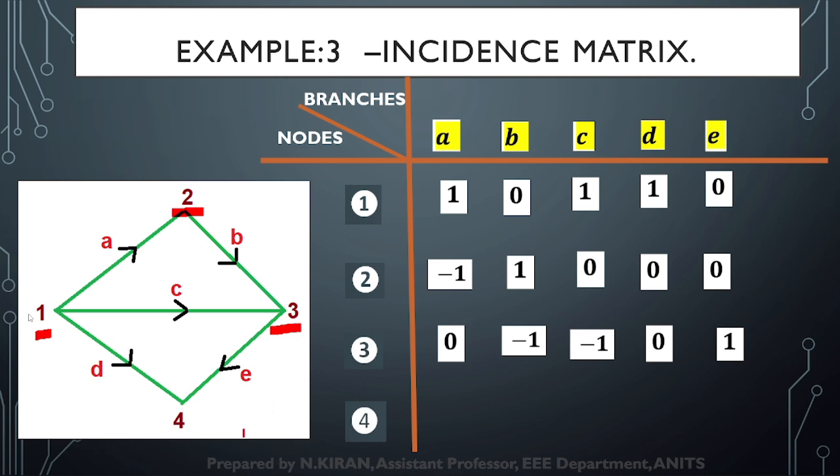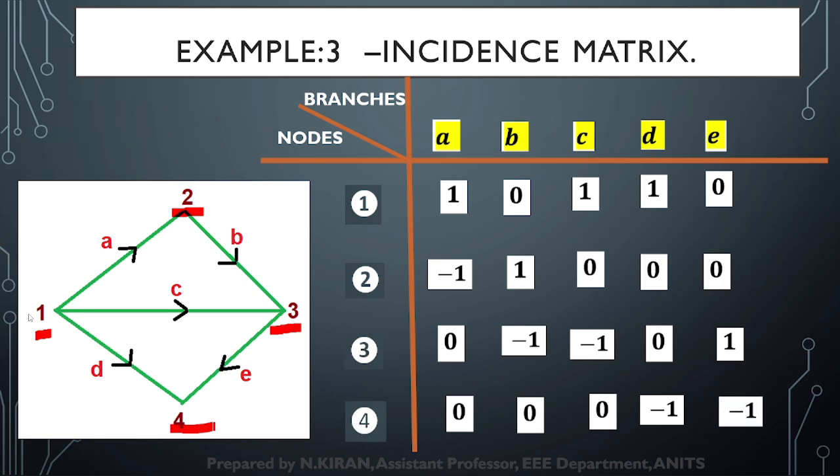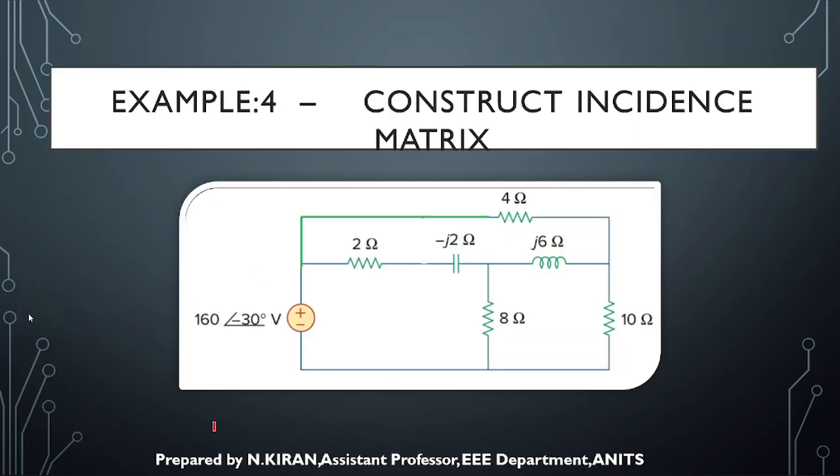And for the last node, the fourth node, when I consider, branches A, B, C are nowhere related, so all are zeros. D branch is towards the node, so it is minus 1. And E also is towards the fourth node, so it is minus 1. So this is the incident matrix for this third example.